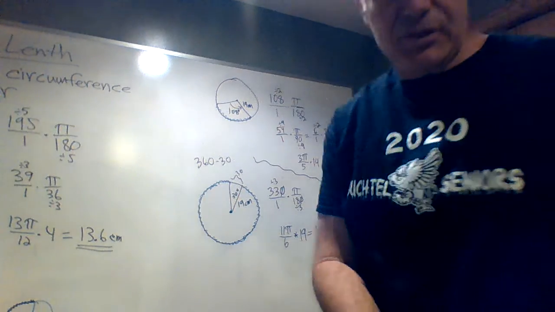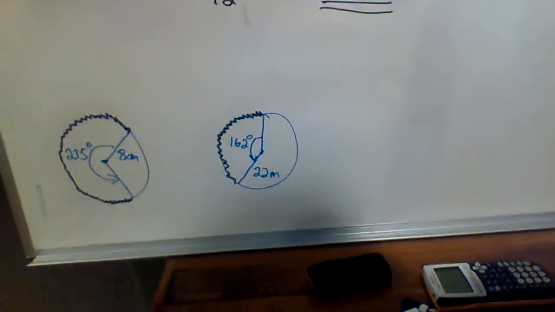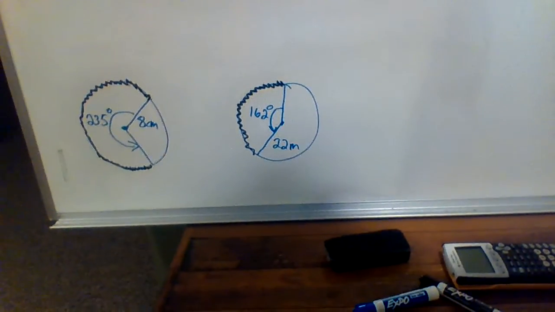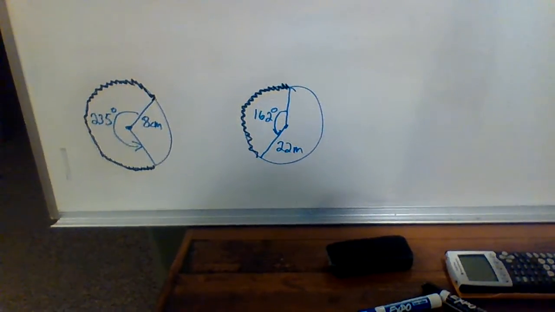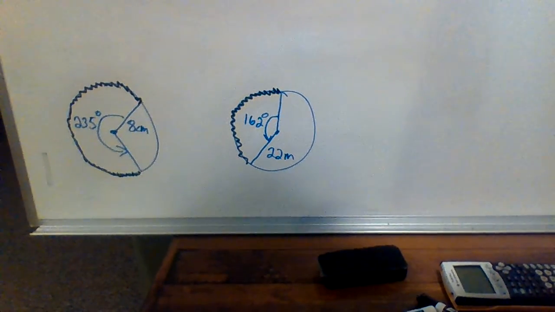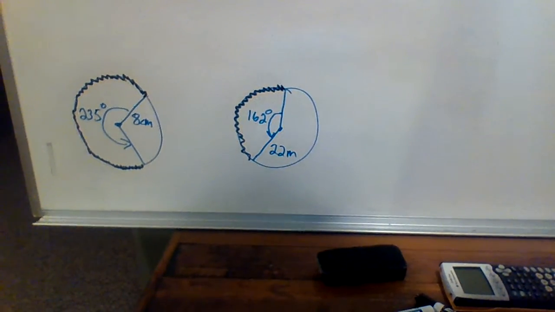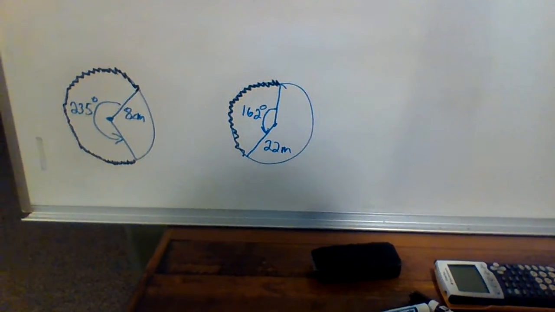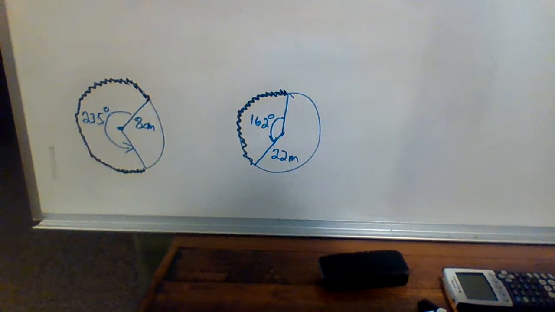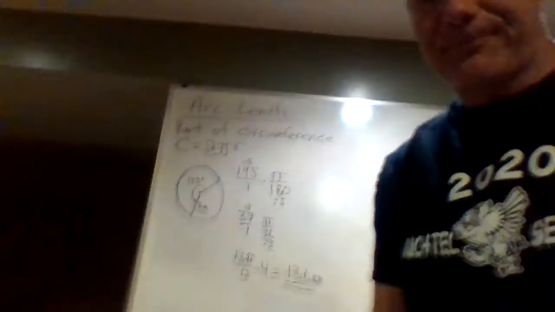Okay, let me give you a couple problems to try on your own. Okay, so those two right there. Okay, 235 is the angle on that left, the first one, for 8 centimeter radius, and then the other one is 162 degrees and 22 meter radius. Okay, so try those two. See what you can do. Put your answers in the journal, okay?